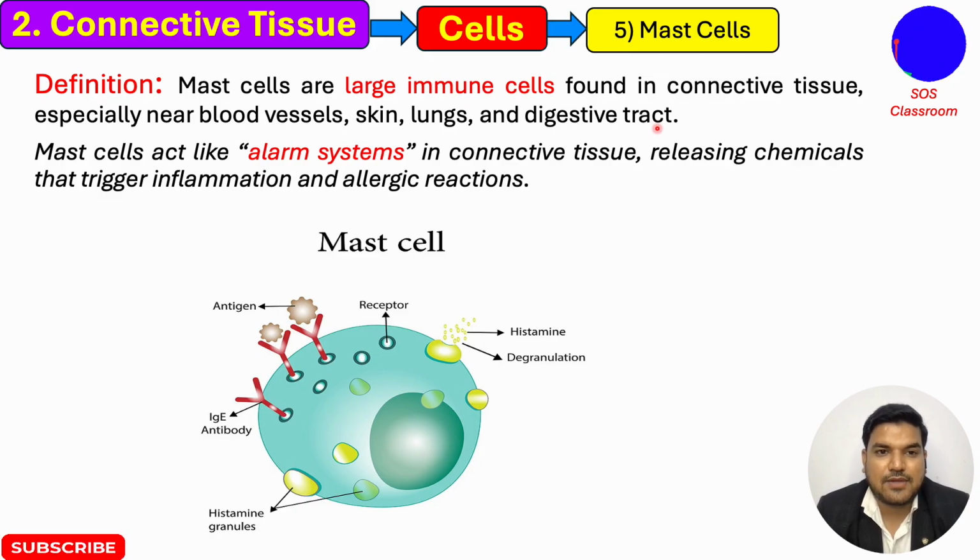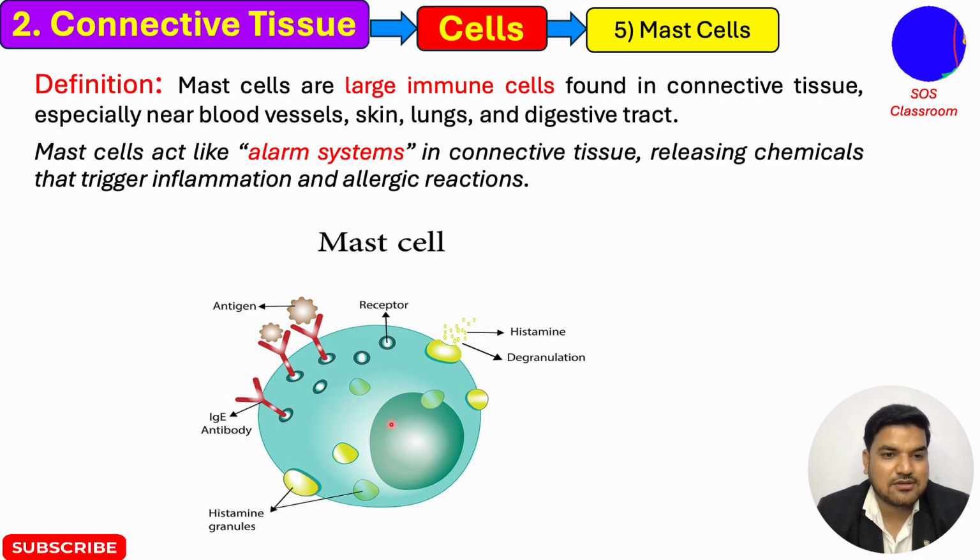Next is the mast cells. Mast cells are large immune cells present in the connective tissue, especially near the blood vessels, skin, lungs, and digestive tracts. Mast cells are also called the alarm system. Why is it called the alarm system? Because it releases different types of chemicals in case of infections and triggers inflammation and allergic reactions. Mast cells release histamines, and histamines create an allergic reaction or inflammation in your body. That's why it's also called the alarm system in the body.